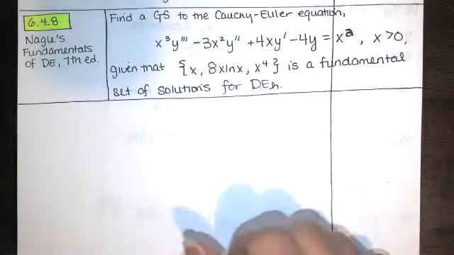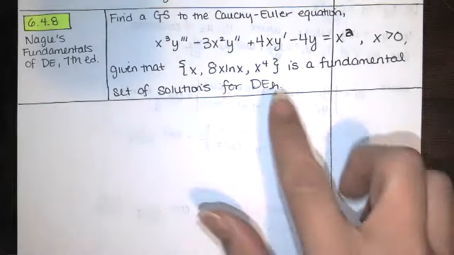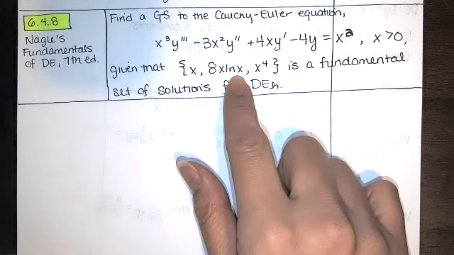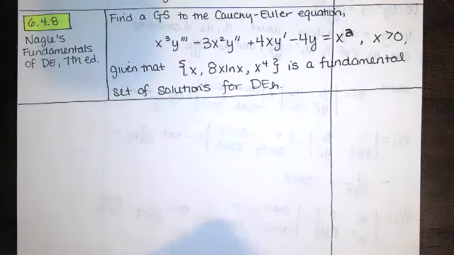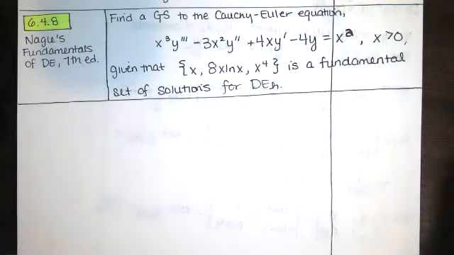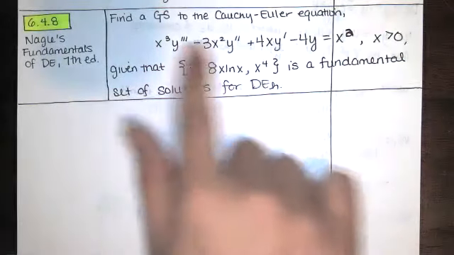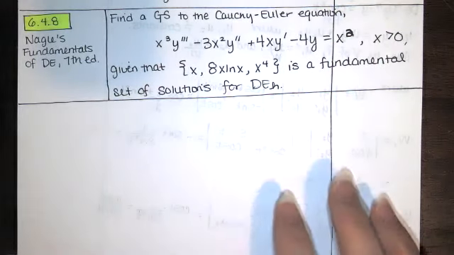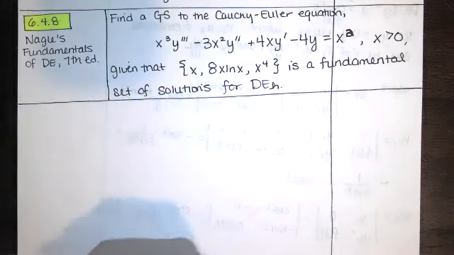x is a solution to the corresponding homogeneous equation, 8 times x times natural log of x is a solution to this equation, and x to the fourth is a solution to this equation, modified where the right-hand side is 0. All of these will satisfy this when the right-hand side is 0. Well, that's enough to get us a y sub c.